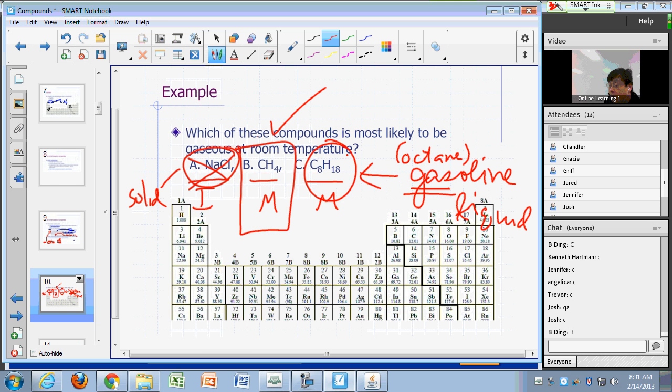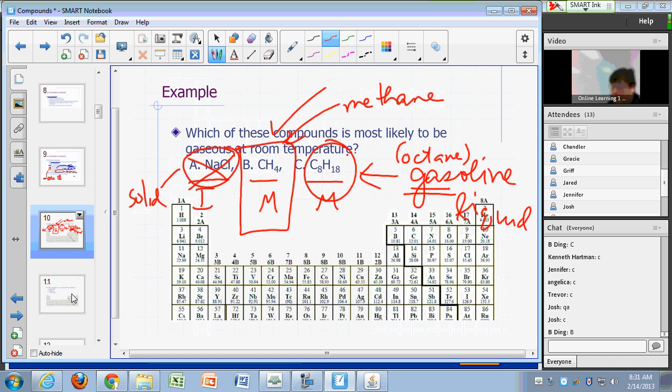CH4 is methane. That's gaseous at room temperature. So compounds made up of small molecules tend to be gaseous at room temperature. Methane, CH4, is a gas at room temperature. In fact, that's the major component of what you call natural gas. You use it as fuel.